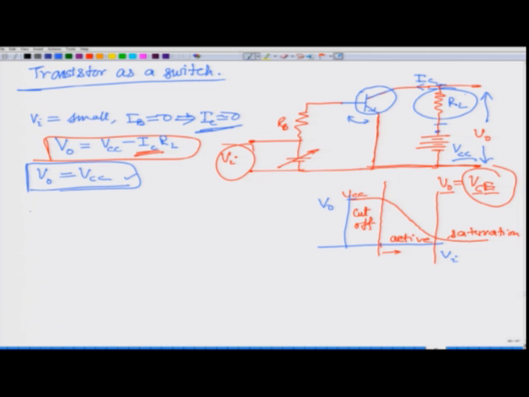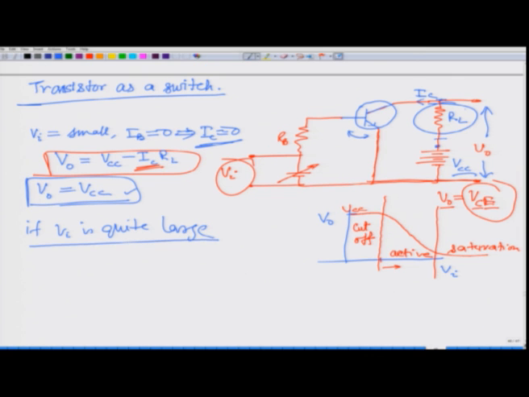What happens in the saturation zone? If Vi is very large, you are in this saturation zone. So, once you are in this zone, what happens? Your VO is very small, almost 0.